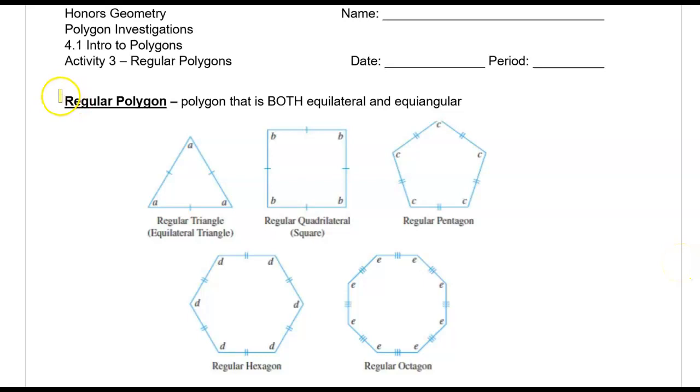Sometimes the polygons we work with are called regular polygons. A regular polygon is equilateral and equiangular. So we have some pictures of regular polygons here. We've drawn a regular triangle, a regular quadrilateral, a regular pentagon. Here's a regular hexagon, and here's a regular octagon.